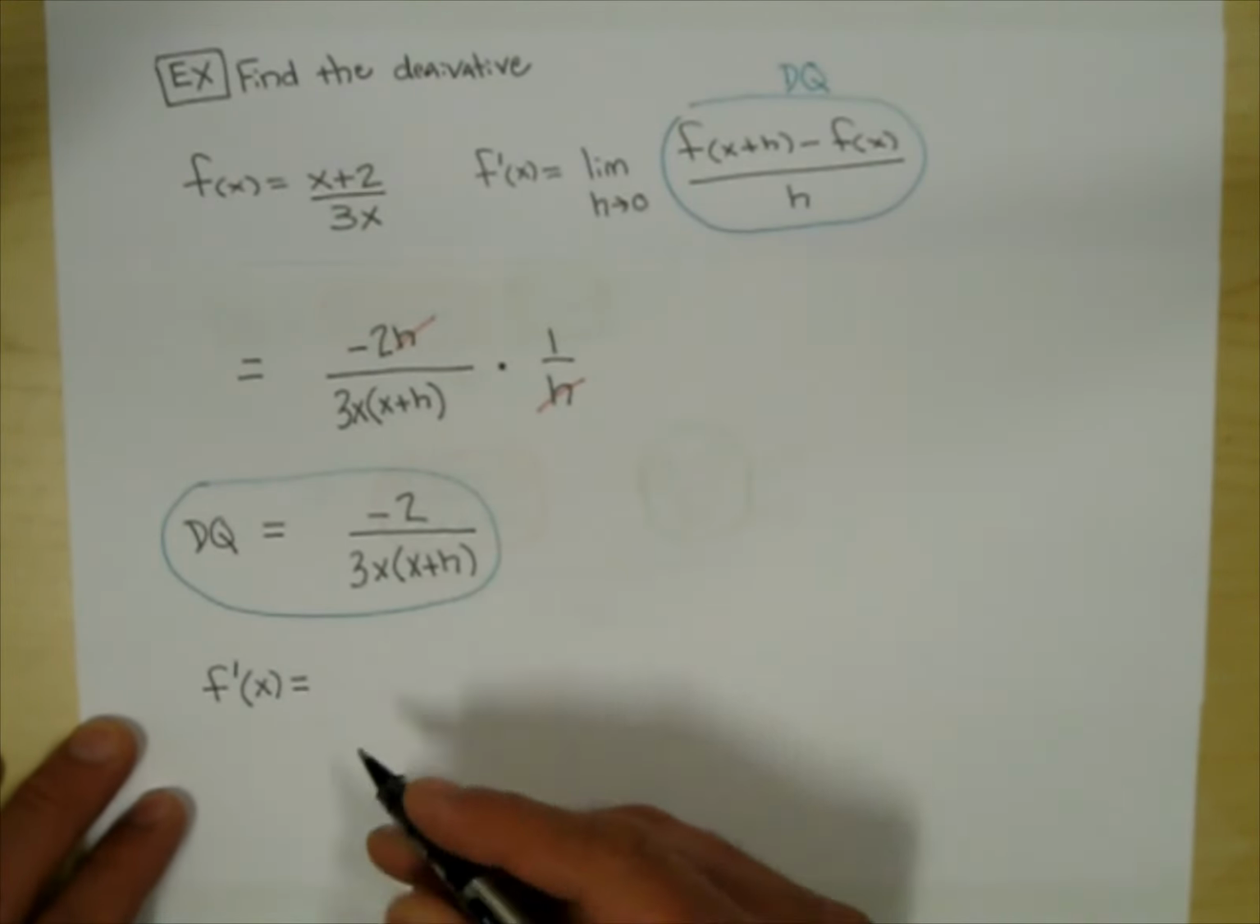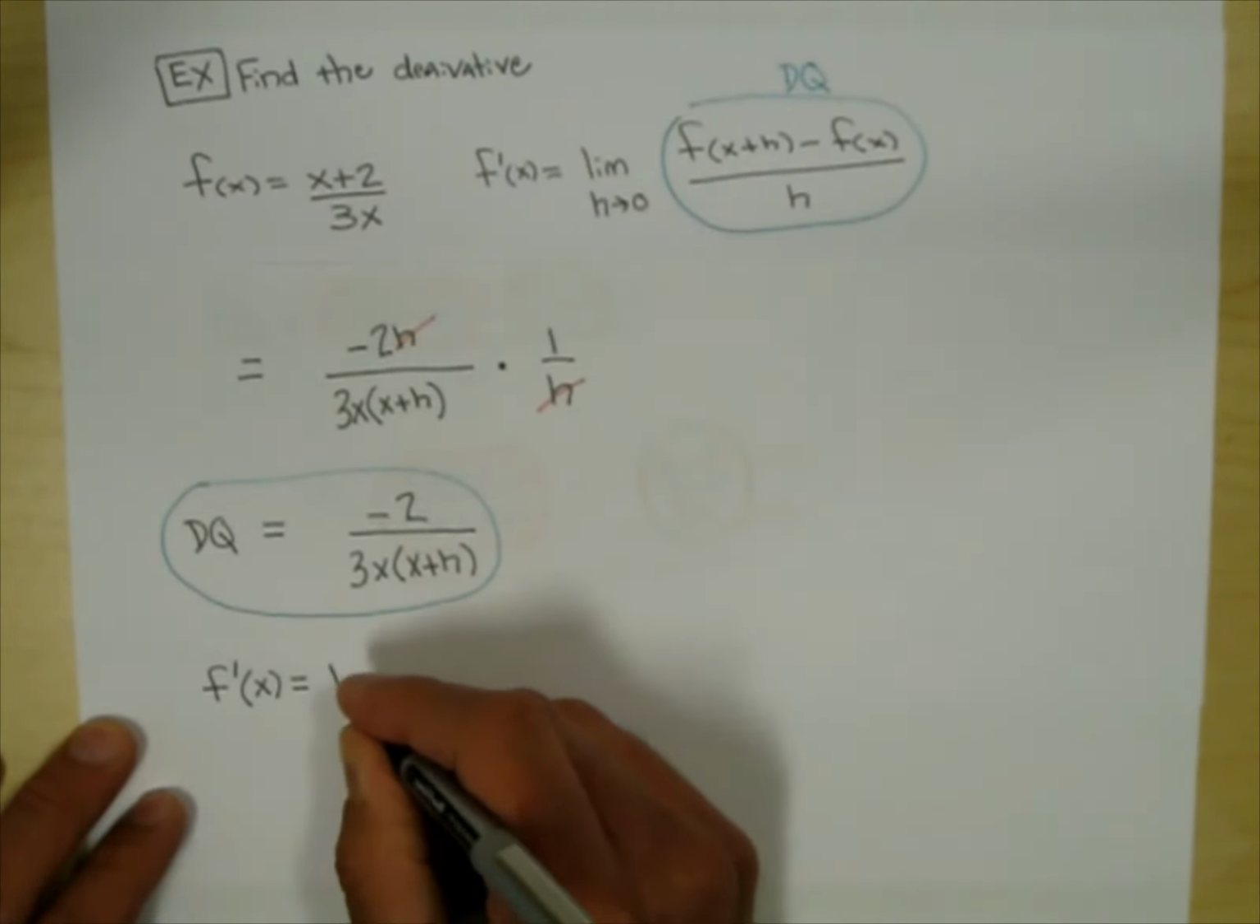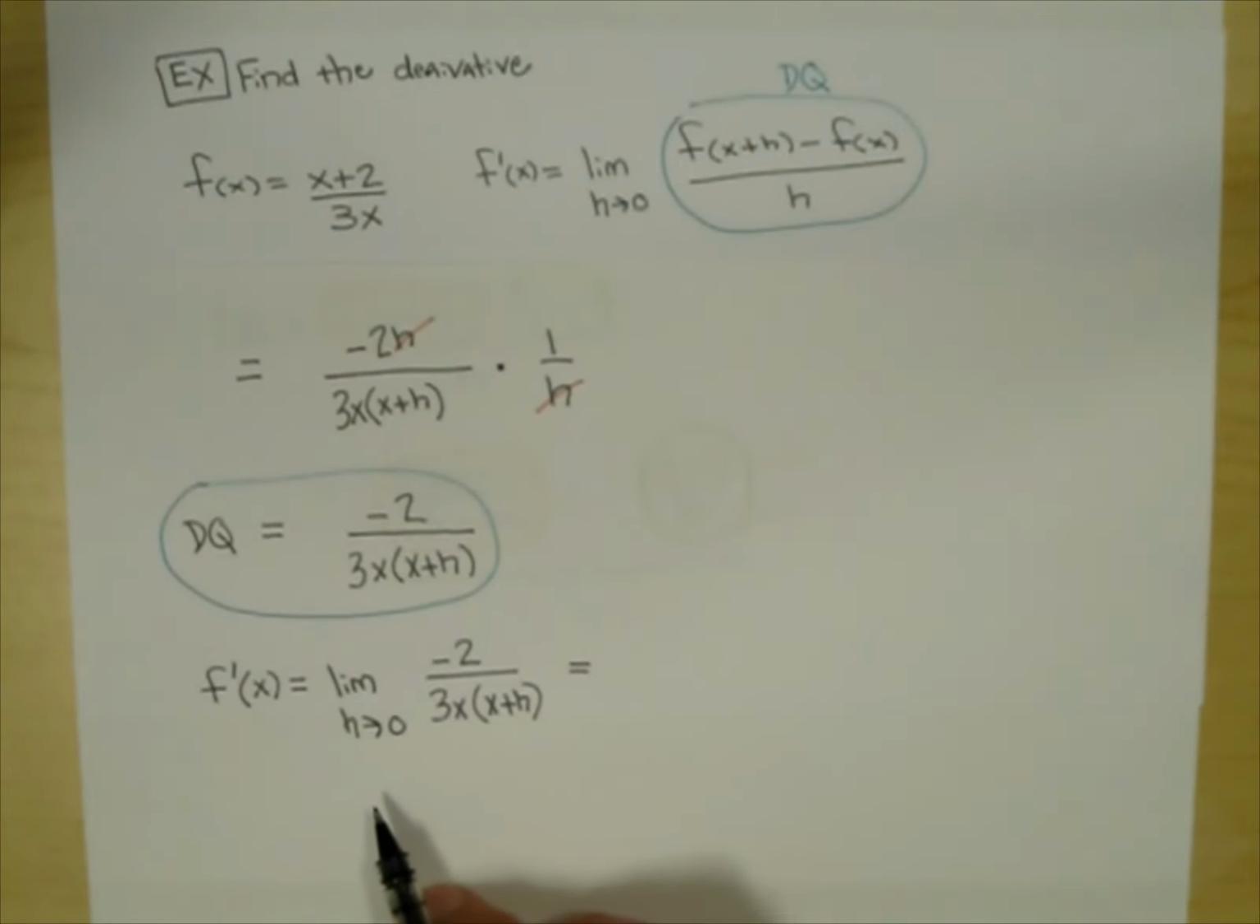So when I take the limit, let me just write it out of the DQ. So here's the DQ. Well, we've practiced limits in the last chapter, and with this we just replace the h with a 0 and hope nothing bad happens, and nothing bad will happen in this example. You'll have a negative 2 on the top, and this will just become an x here in the parentheses, so this will be 3x squared.